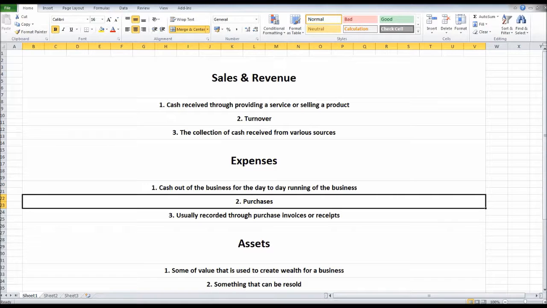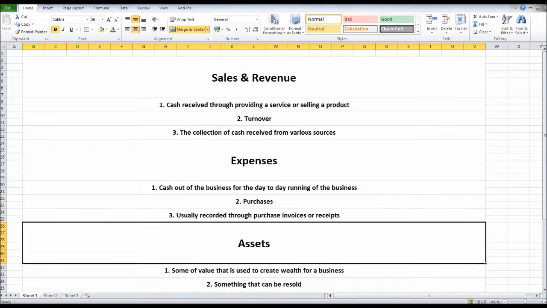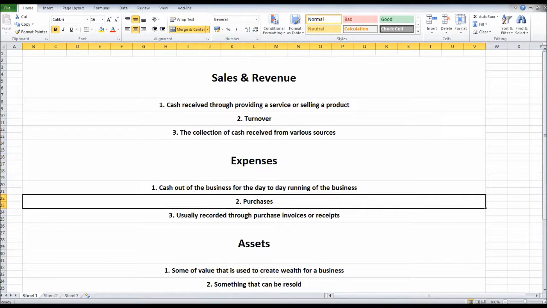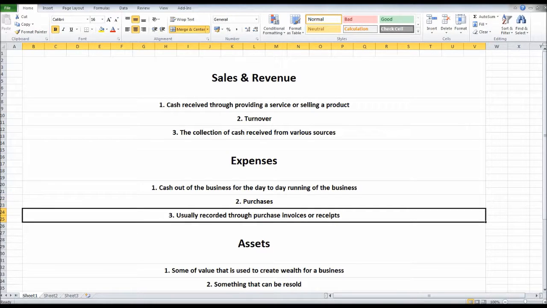They are usually referred to as purchases, or can be referred to as purchases, but assets can also be referred to as a purchase, and we'll come to assets in a minute. And then note number 3, they are usually recorded through purchase invoices or receipts. So when you incur an expense, you generally have an invoice for that expense or have a receipt.